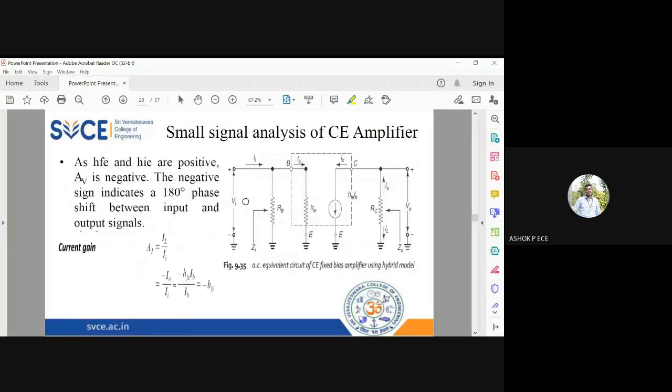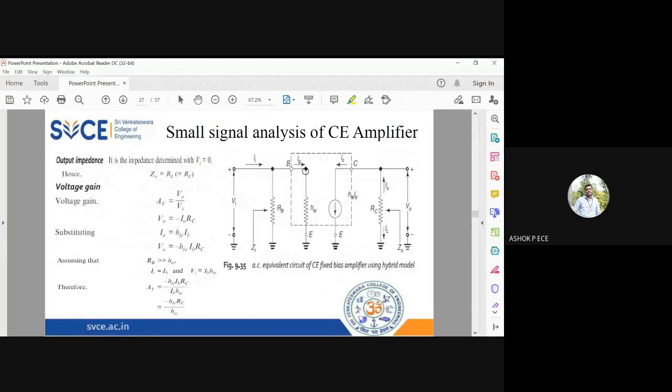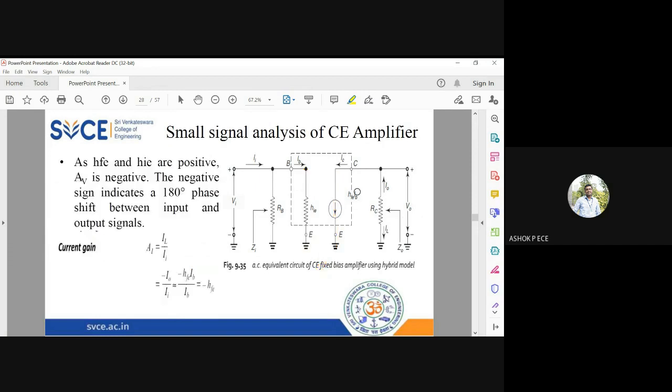Maybe I'll show the previous equivalent circuit. See here, you have HIE connected between base and emitter. Emitter is grounded. This HFE IB is connected between collector and emitter. Emitter is grounded. But here the emitter is not grounded, so you can join this and you will have a resistance here. That is RE. In the circuit, they have drawn it the other way. They have drawn this resistor and current source horizontally, and this resistance will move up. So when you compare with the fixed bias and draw the diagram, it will look like this.